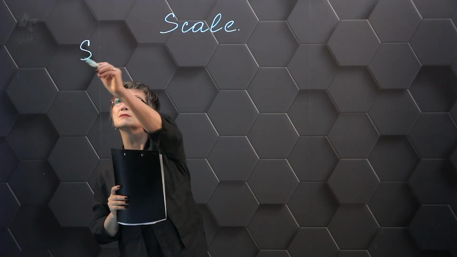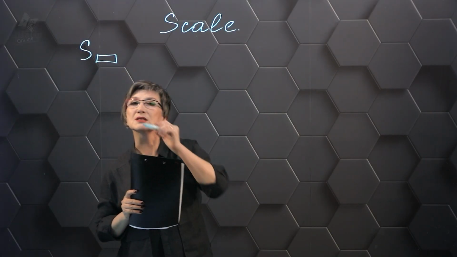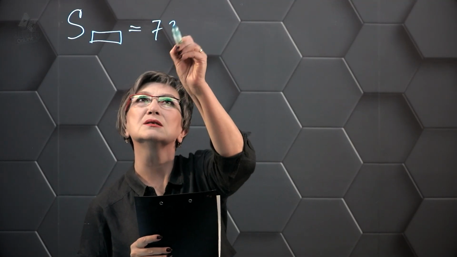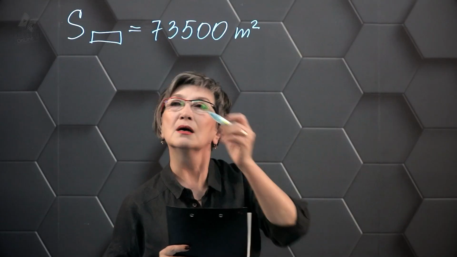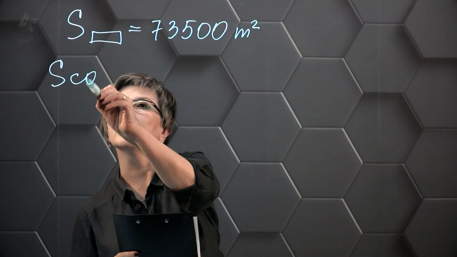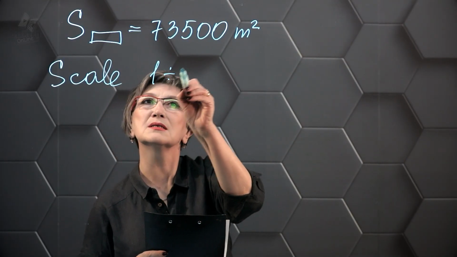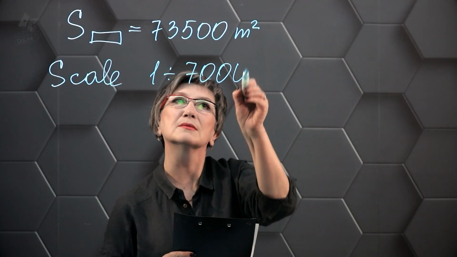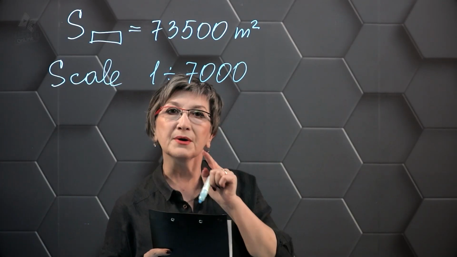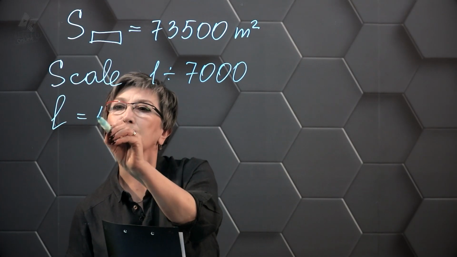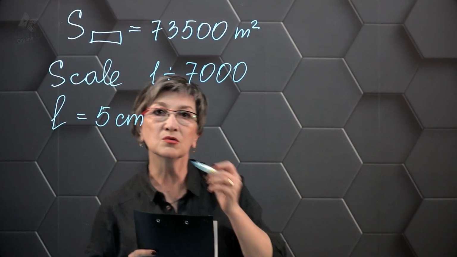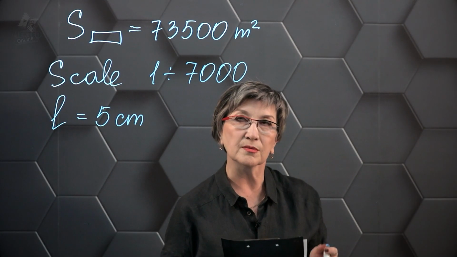Let's write down the condition briefly. The area of the plot is 73,500 square meters. The scale is equal to 1 to 7,000. The length of the rectangle is equal to 5 centimeters. We need to determine the width.